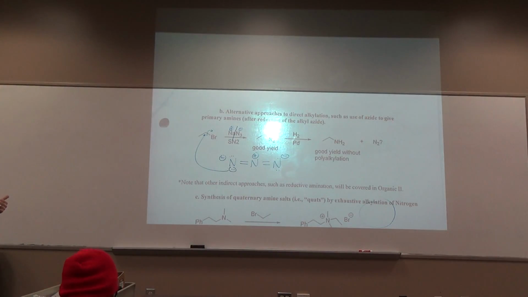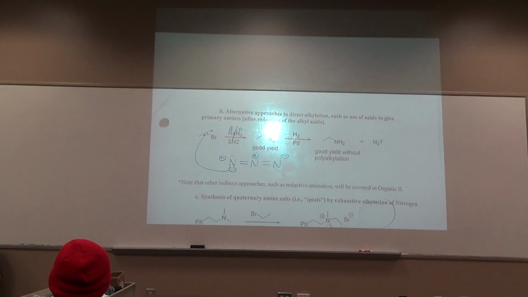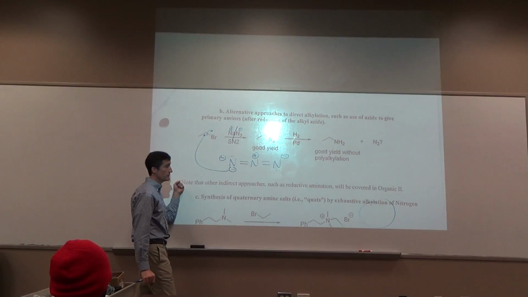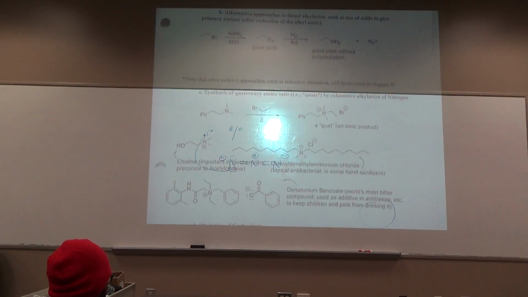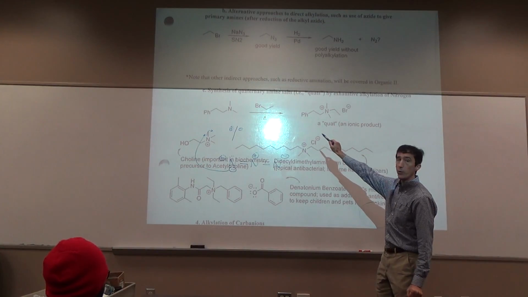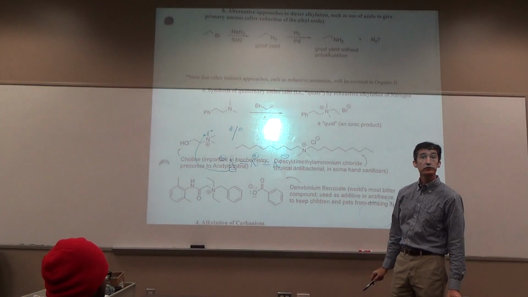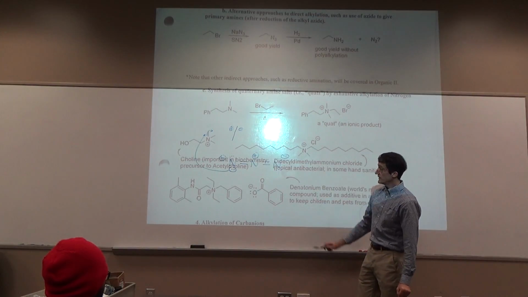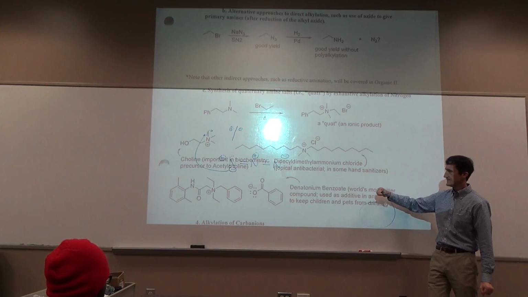As we go along into organic 2, we'll see other indirect routes to make substituted amines, like reductive amination. Other indirect routes will be covered in organic 2. Okay, we're about out of time. Please look down here. Application is the idea of what a quat is. Quaternary nitrogen, bonded to 4 groups. It's going to have a positive charge. We'll look at that, including a look at the world's most bitter compound.